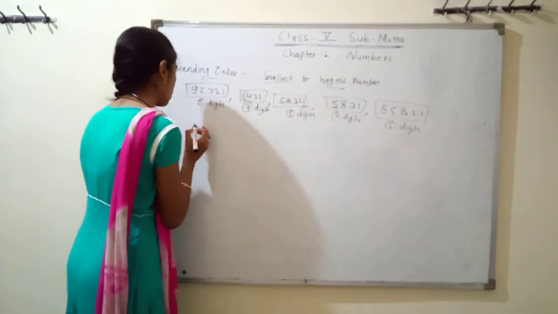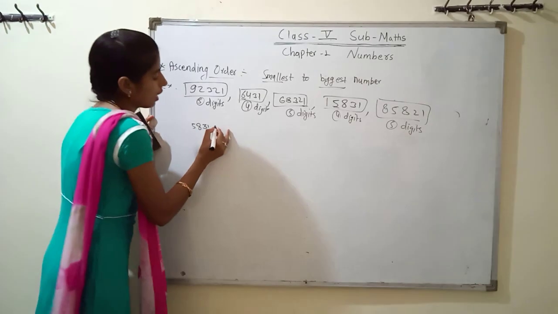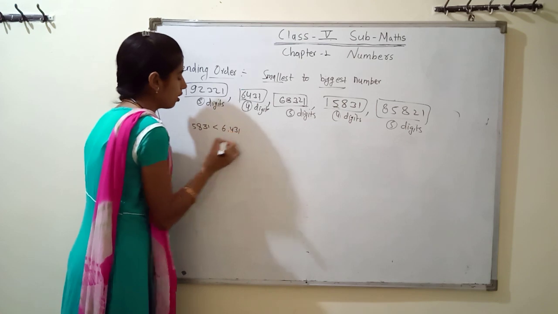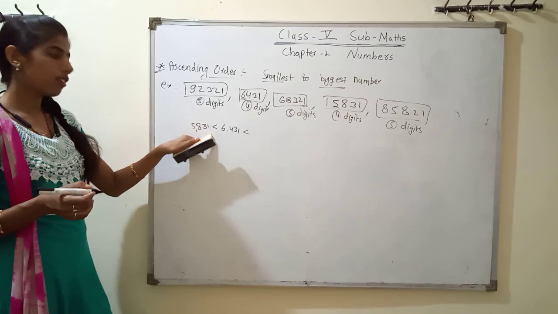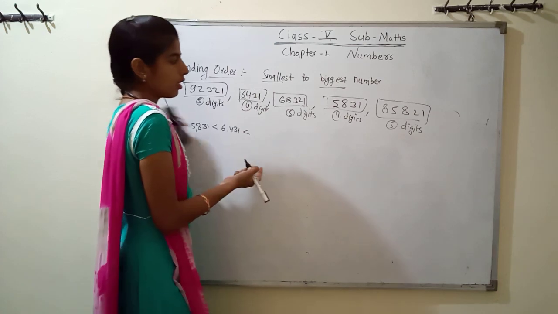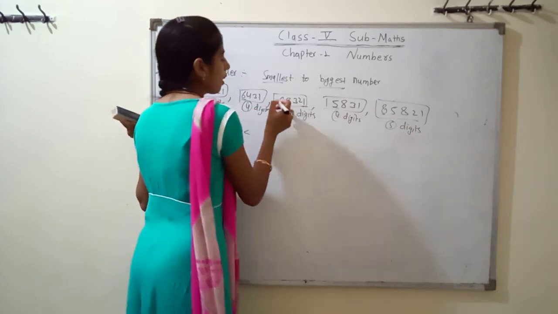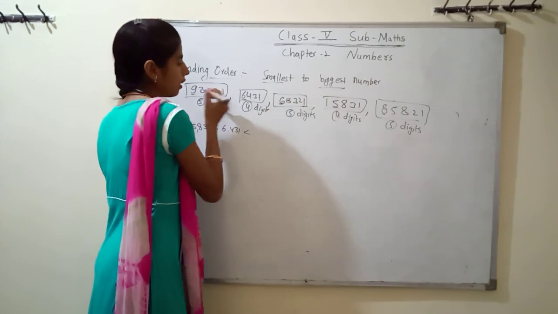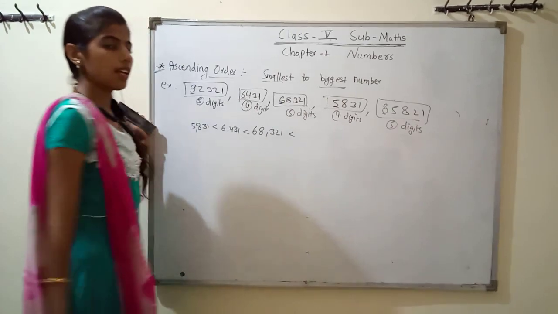Then we write our first smallest number, 5831. Then our sign is like that. Then next is 6431. 5831 is less than 6431, then less than. Next you can see here in the 5-digit numbers, here is 6, here 9 and here 8. Your 10,000 value is here. 6 is less than 8 and 9. Then third number is 68,321. Next sign is also less than.